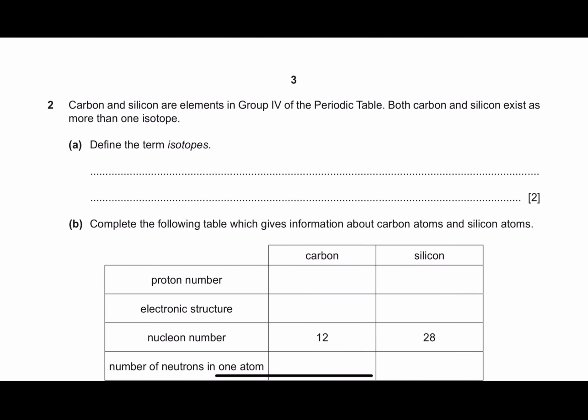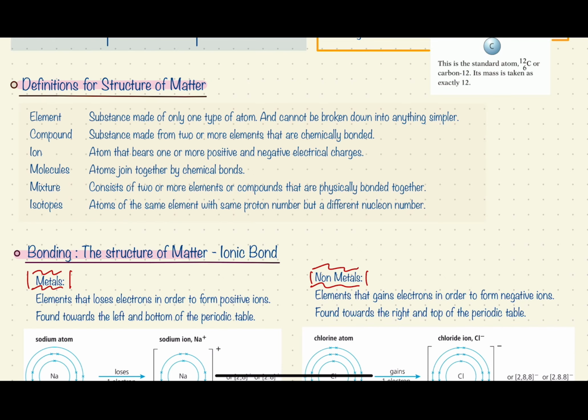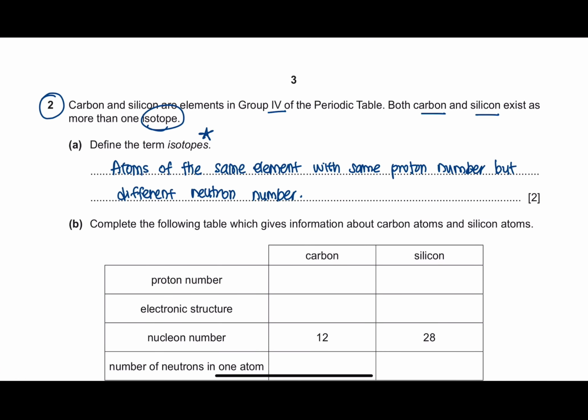This is a question from February-March 2017, question 2. Carbon and silicon are elements in group 5 in the periodic table. Now both carbon and silicon exist as more than one isotope. Define the term isotopes. Now if you refer to the notes that I have uploaded, you will find a list of definitions for this chapter, and over here you can have the definition of isotope. Isotopes are atoms of the same element with the same proton number but different neutron numbers.